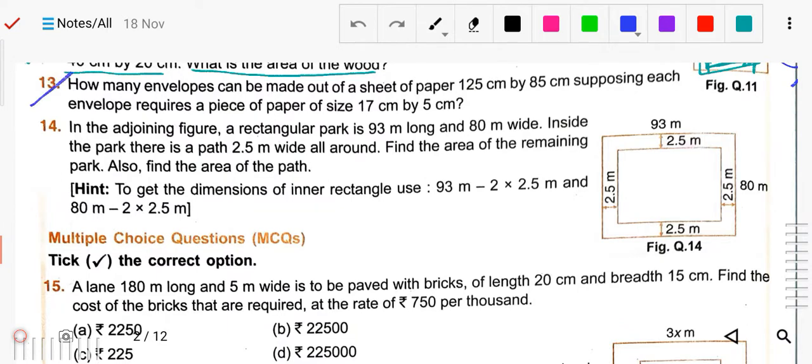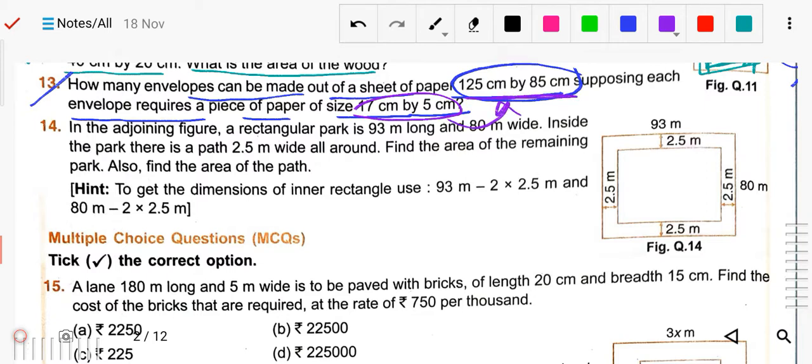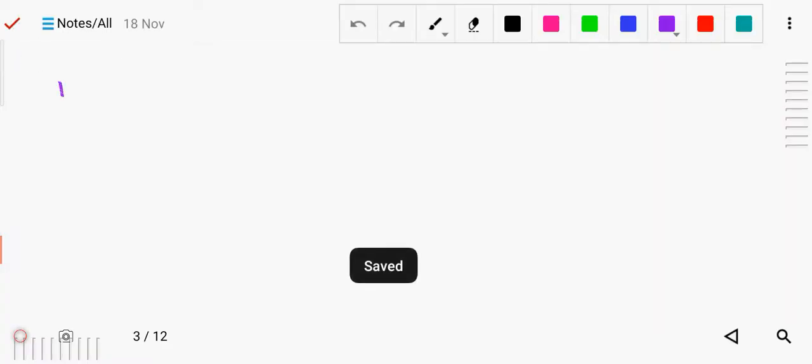Now next question number 13: how many envelopes can be made out of a sheet of paper that is 125 centimeter by 85 centimeter, supposing each envelope requires a piece of paper of size 17 centimeter by 5 centimeter. So this is the dimension of the sheet of paper, and this is the dimension of the envelope. So you have to find how many. Simple, find the area of this sheet and divide by the area of this envelope. So you will get the number of envelopes that will be formed. This is question number 13.